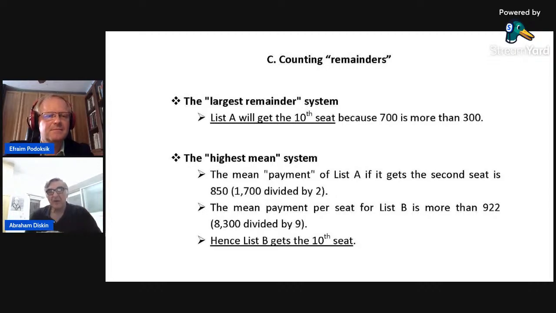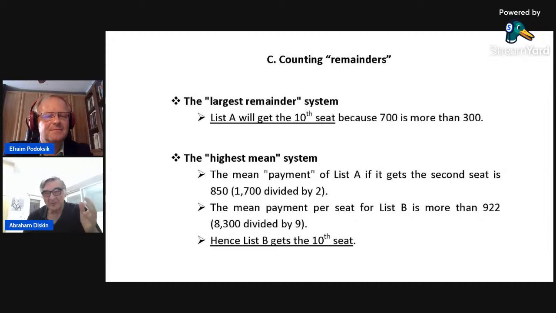So if a small party makes an agreement with a large party, most chances, it's not certain, but most chances are that the large party will gain the extra seat. Sometimes it's more than one seat, could be even two seats, but usually it's one seat.